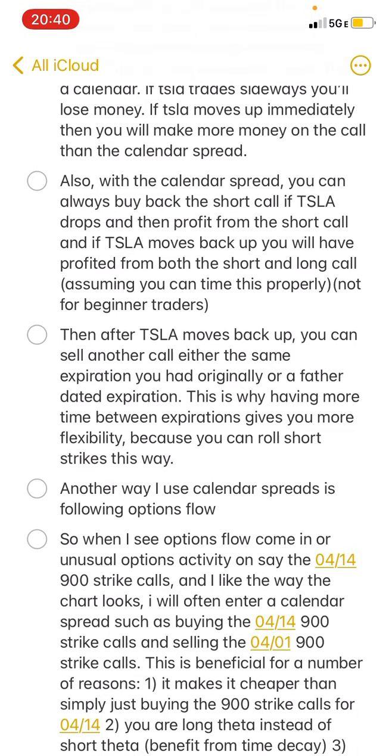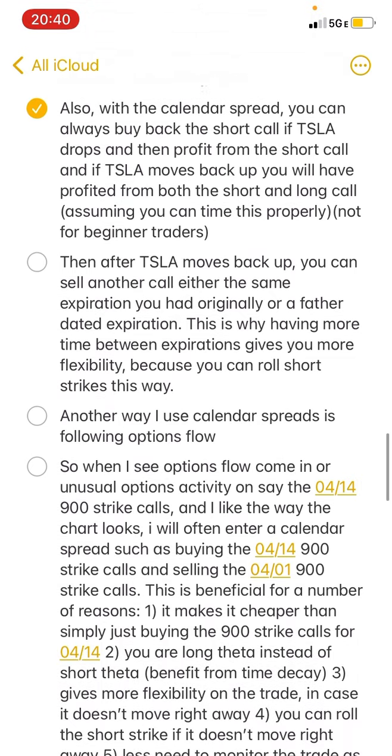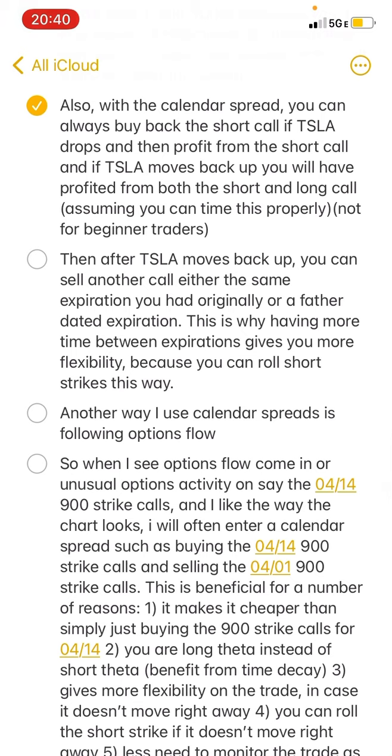So also with the calendar spread, you can always buy back the short call if Tesla drops, right? Like I mentioned above a couple of times. And then you profit from the short call. And then if Tesla moves back up, you will have profited from both the short call and the long call, right? Assuming you can time this properly, right? So this is not for beginners, right? You have to really be good about managing these calendar spreads, and you have to really be good about reading price action and technical analysis too, right?